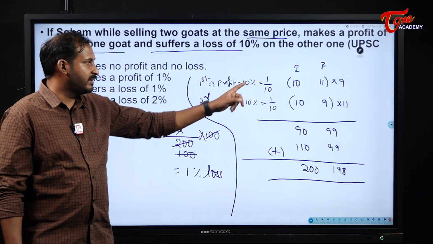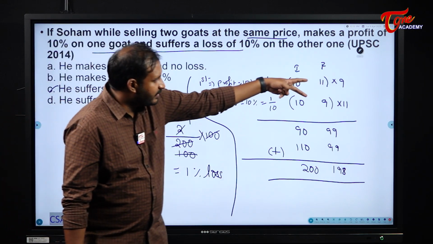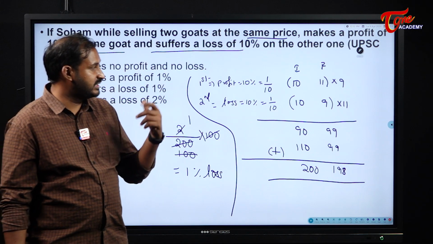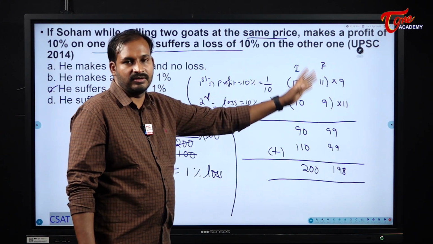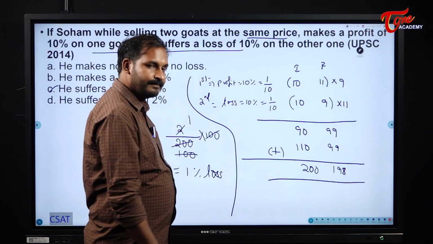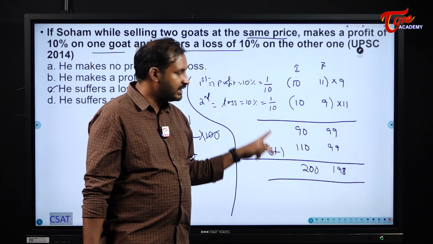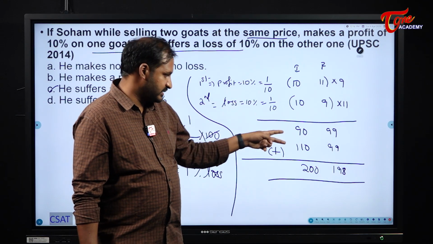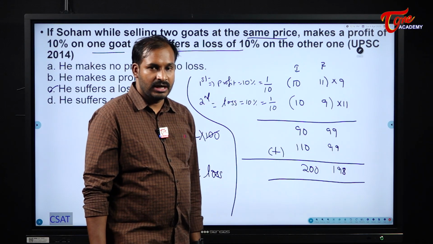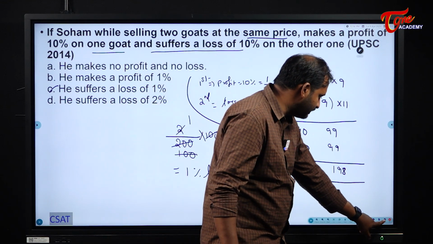On first he is getting a profit and both the selling prices are equal. For example, if the question says that the cost prices are equal, I will directly go with this one without doing anything. And one more thing, why am I adding here two different goats? I need to add their cost prices. So I have added here. Understood? Don't multiply. Please be careful with that.